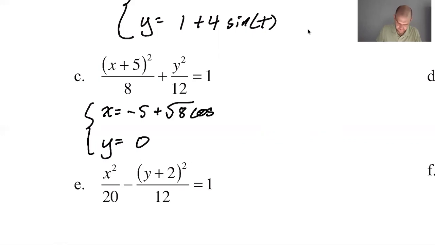8 cosine. So this is an ellipse. It doesn't even matter. I wasn't even thinking about it. I was like, well, I see a plus, I'm just going to go for it. Wherever it goes, it goes.